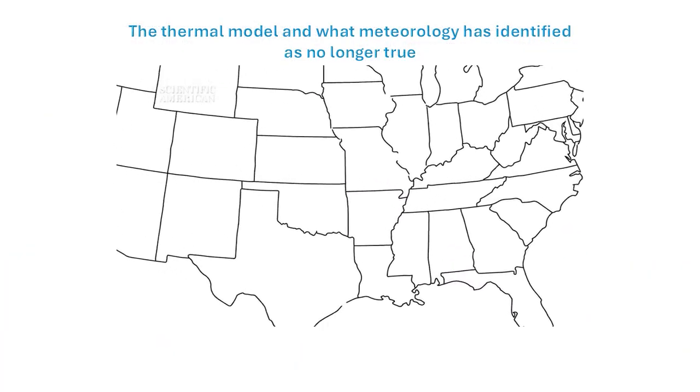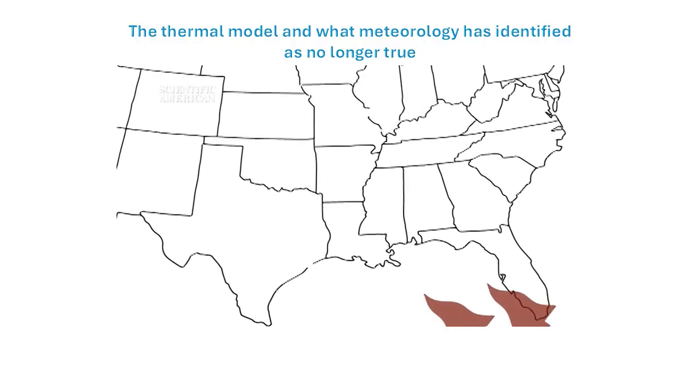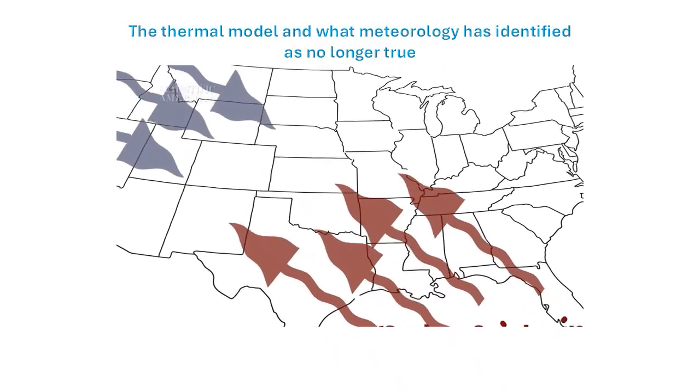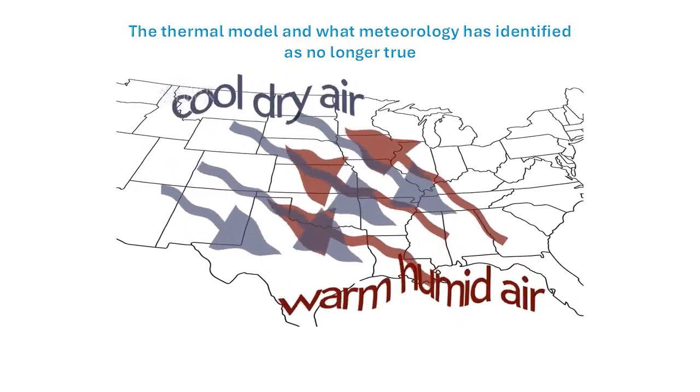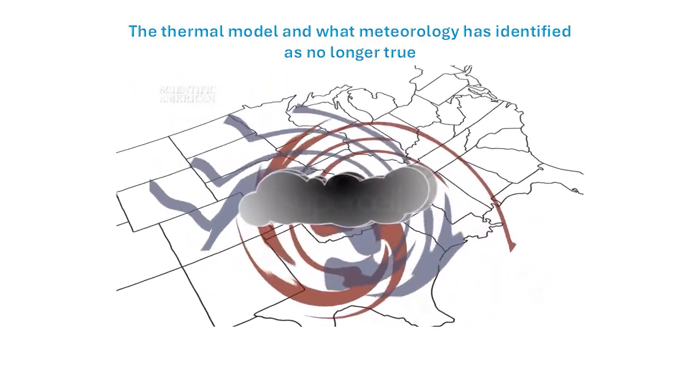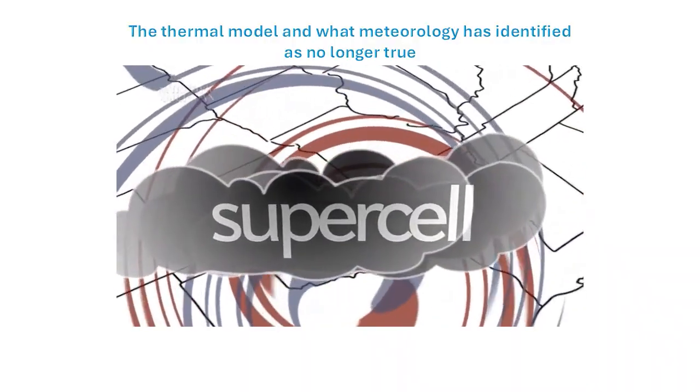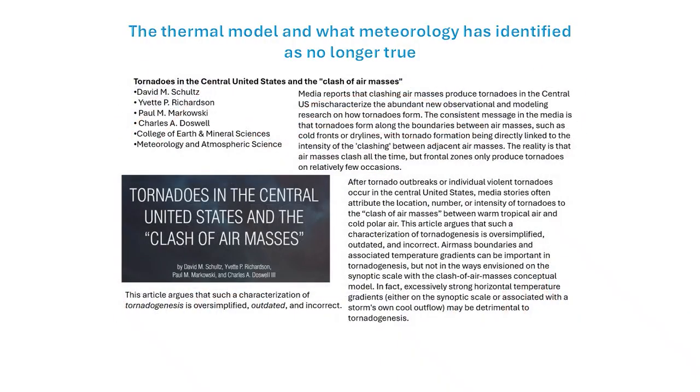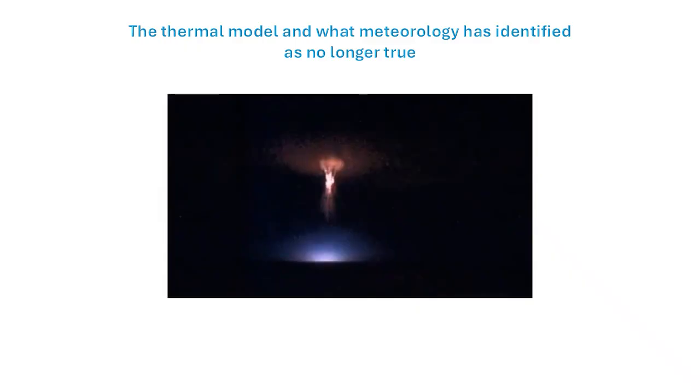Warm, humid air low to the ground moves north from the Gulf of Mexico and collides with cool, dry air high above the ground rolling in from the Rocky Mountains. The collision of air masses creates a supercell, a massive thunderstorm that has a strong rotating updraft of air. On NOVA.